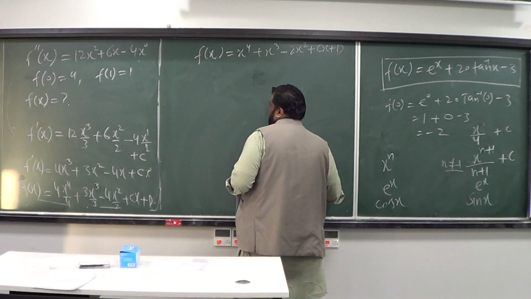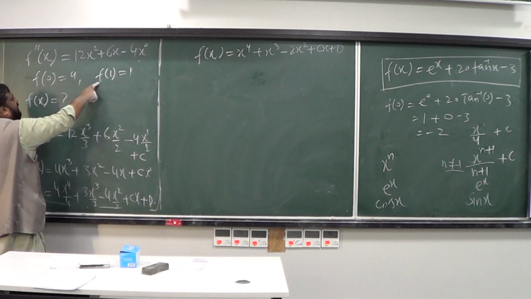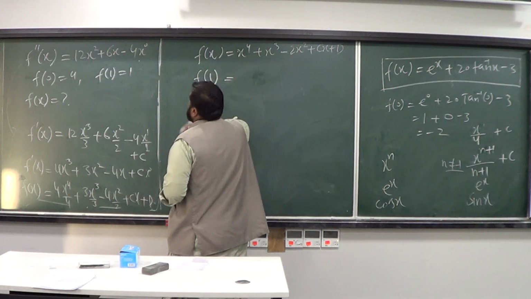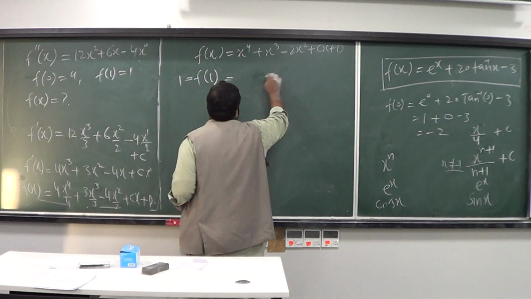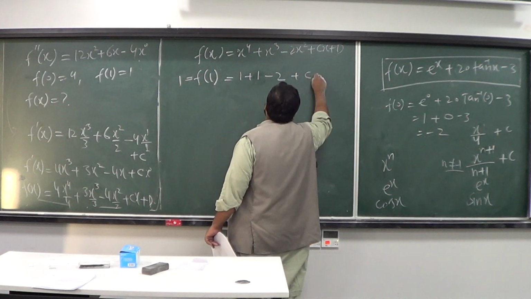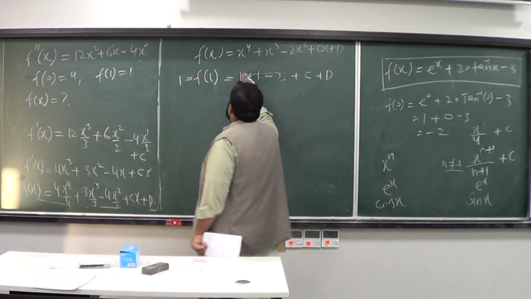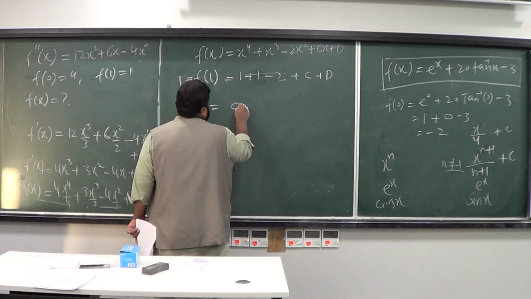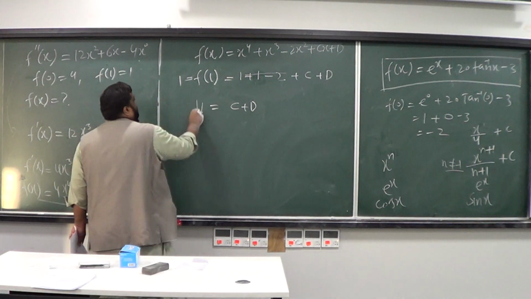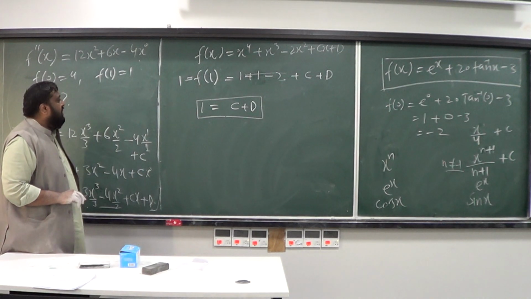So we found the function. The only thing that we want is that this function should satisfy these conditions: if you substitute 0 we get 4, and if you substitute 1 we get 1. So let's substitute 1. f of 1 is equal to 1, and let's see what you get from the other side. You get 1 plus 1 minus 2 plus c plus d. These two will cancel out, so you get 1 equal to c plus d. So you don't get a single value, but you get an equation.